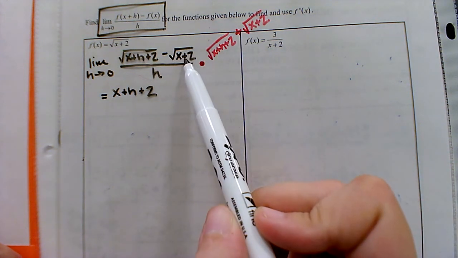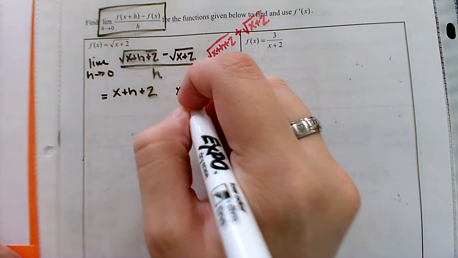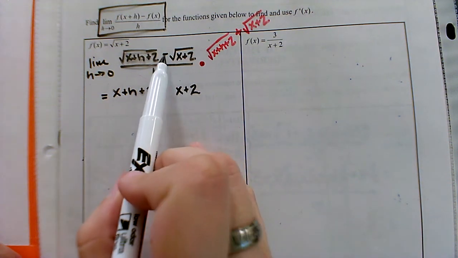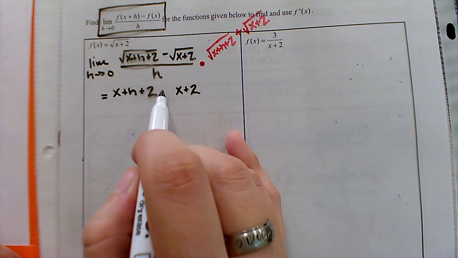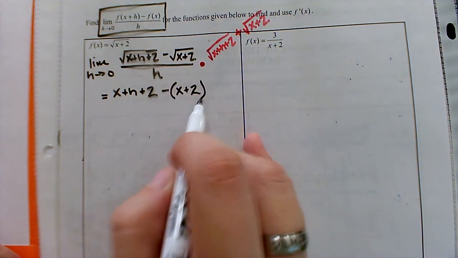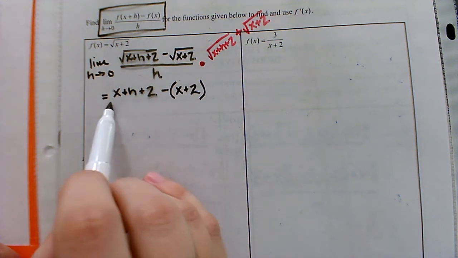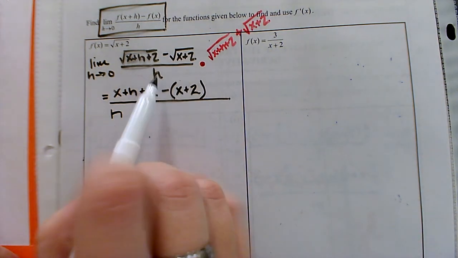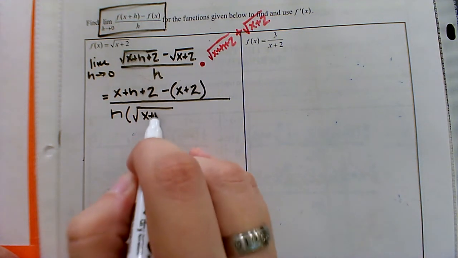If we take a square root of x plus 2 times another square root of x plus 2, the square roots are going to go away. So we're just left with x plus 2. But we have to be careful because we are also taking a negative square root times a positive square root, which means we would have to subtract that quantity that's left over from those square roots. If we multiply the denominators, we're going to have the original h that was down there times that crazy conjugate.